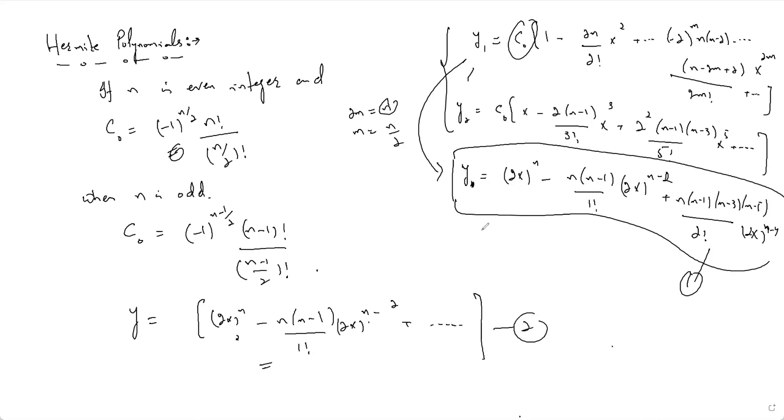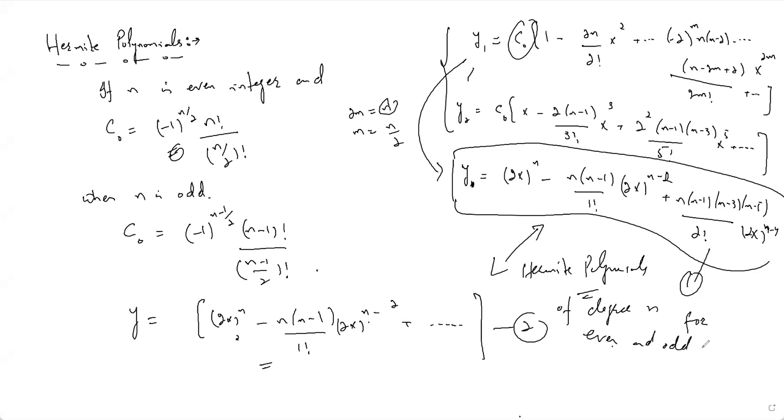So the values of y in this equation and this, these are called Hermite polynomials. We call them Hermite polynomials of degree n, for even and odd integers. I will combine these two equations into one single equation so that you can obtain all the Hermite polynomials from that very equation. In order to do that, let me write it on the next page.